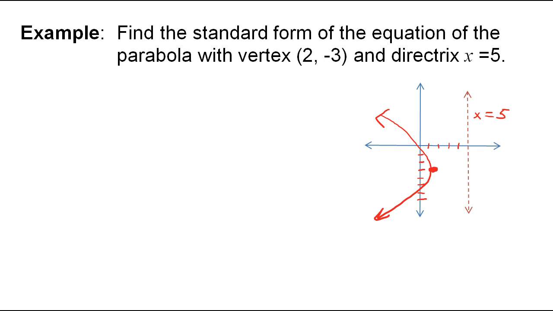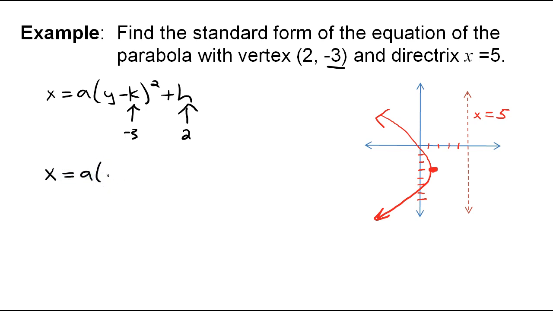So because of that, I know that the equation I want to use is going to be x equals a times the quantity y minus k squared plus h. This is the equation for a left-right parabola. Now, mine opens to the left. I'll deal with that later. Now, I know that k is negative 3, and I know that h is 2. So far, my equation is going to be x equals a times the quantity y minus a negative 3, that's y plus 3, quantity squared, and then plus 2.